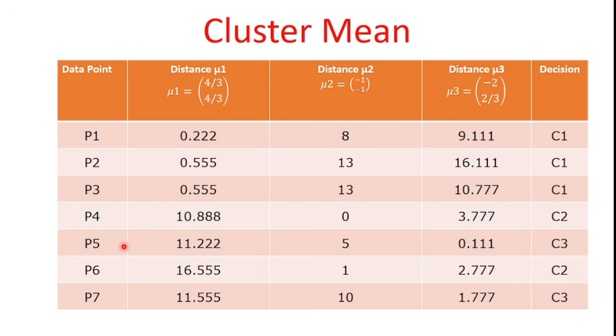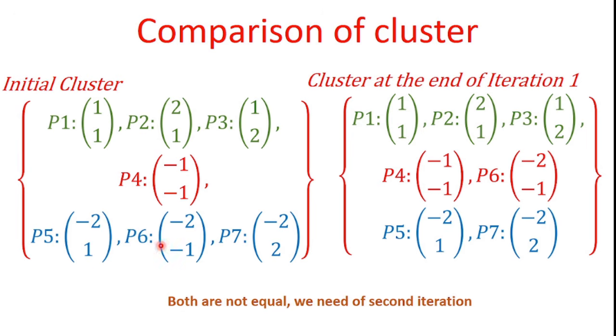For P5, if you check, for mu1 it is 11.22, mu2 it is 5, and mu3 it is 0.11. So out of these three, the mu3 value is the least, so this P5 belongs to cluster C3. Same way, repeat the process for the remaining data points P6 and P7. After that, this is the initial cluster grouping.